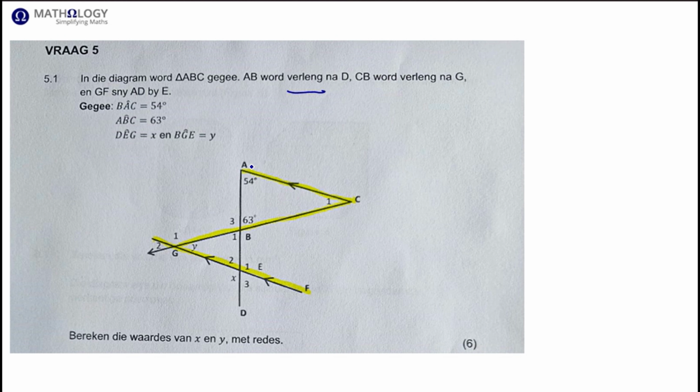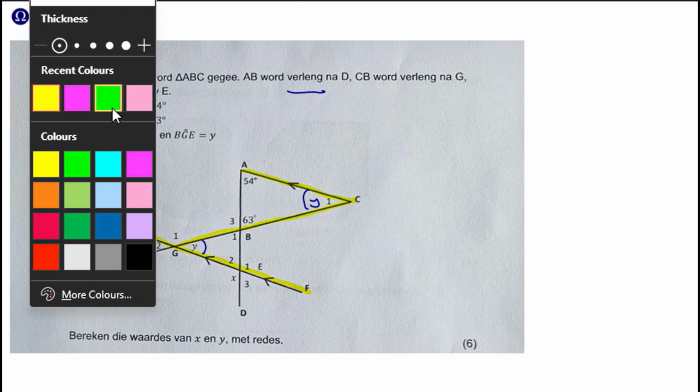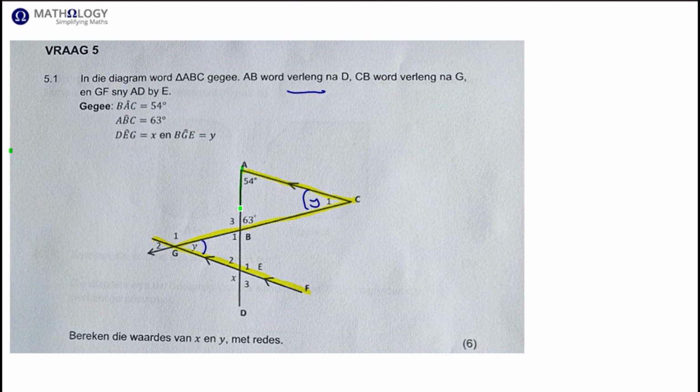Now we know that AC is parallel to GF because it's been marked. That means that Y equals angle C1. So we're going to mark Y where we see angle C1. In triangle ABC, we've got angle Y, and we've got two known angles, 54 and 63.